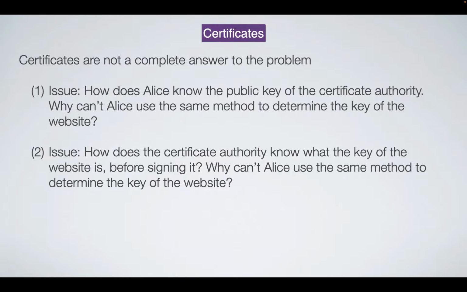And then the second issue is how does the certificate authority know what the key is of the website, and why can't Alice use the same method to determine the key of the website? Okay, so we'll deal with these. And then the third issue that's not on the slides is related to the first one, which is how do I trust GlobalSign in the first place? Who made GlobalSign the authority of Concordia's public key?